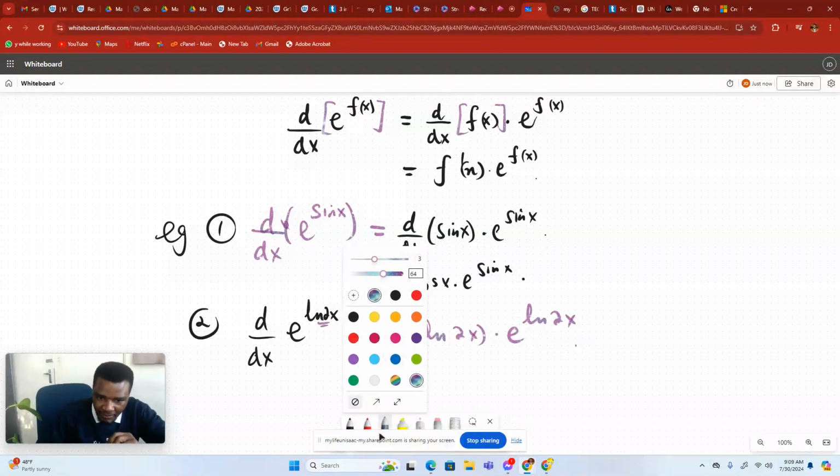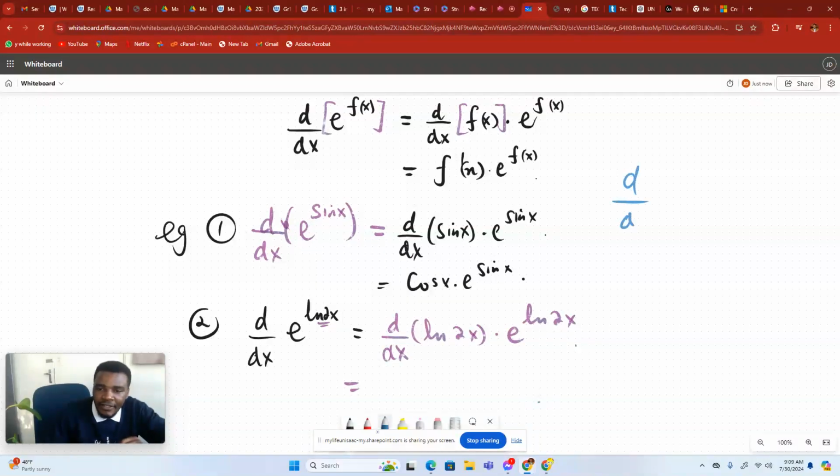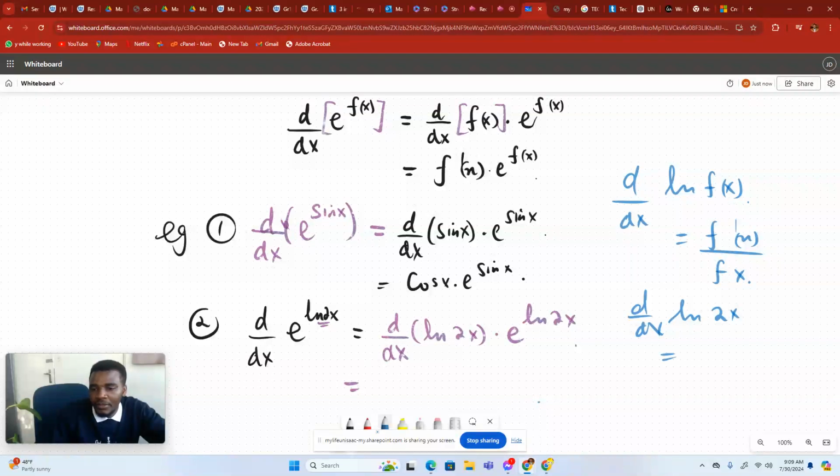So what's the derivative of ln of 2x? Bear in mind that we looked at the derivative of ln of f of x in the other chapter. We said the derivative of ln of f of x is equivalent to the derivative of f of x divided by f of x. So to find the derivative of ln of 2x, we find the derivative of 2x first, which gives us 2, and we divide by 2x, which simplifies to 1 over x. So the derivative of ln of 2x is 1 over x. We multiply that 1 over x by e to the power of ln of 2x.